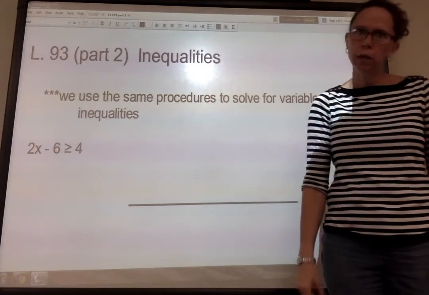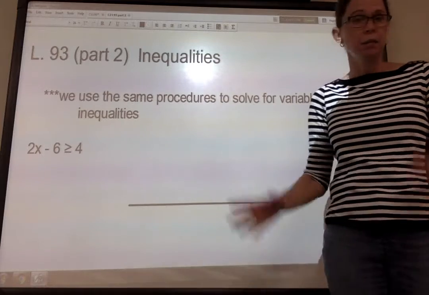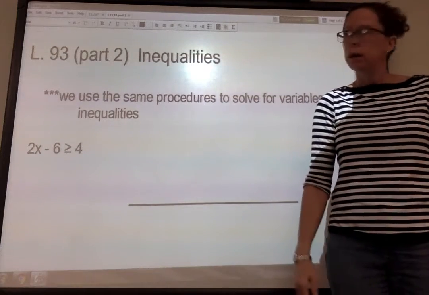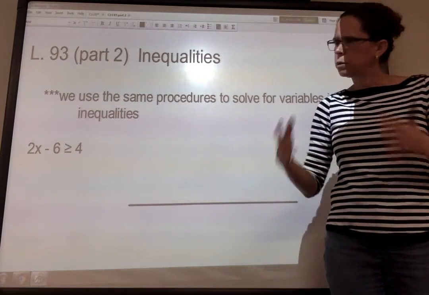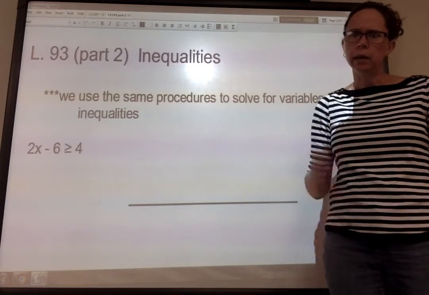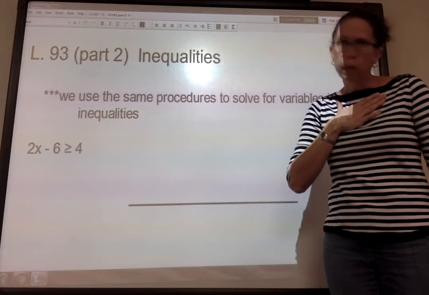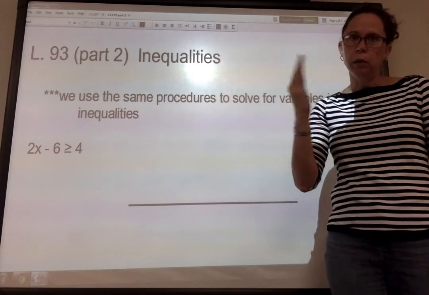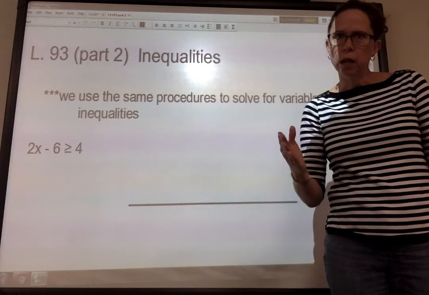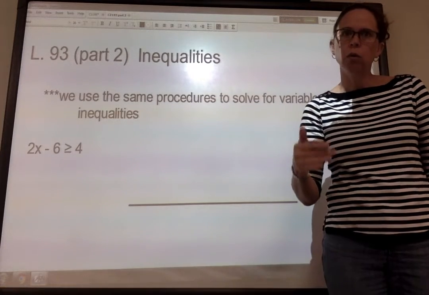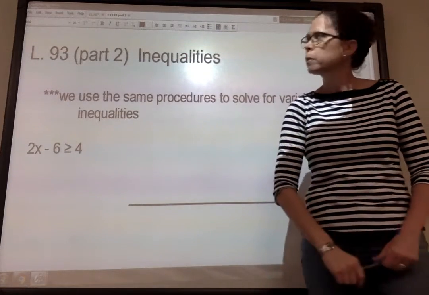We are going to finish up lesson 93. It's going to be a very short lesson today. There was a lot to include in one lesson for lesson 93, so I broke it up. Today we're going to be talking about inequalities. And remember, inequalities is when we use the less than, greater than, less than or equal to, or greater than or equal to symbols, okay?